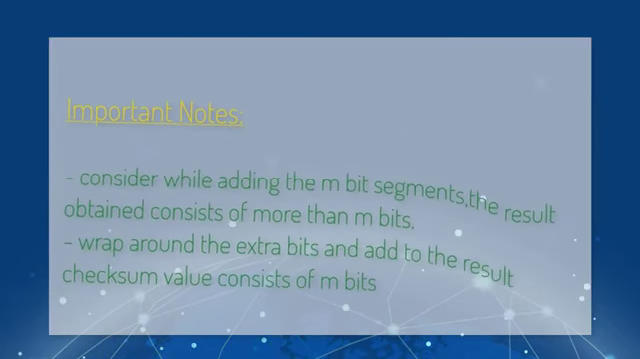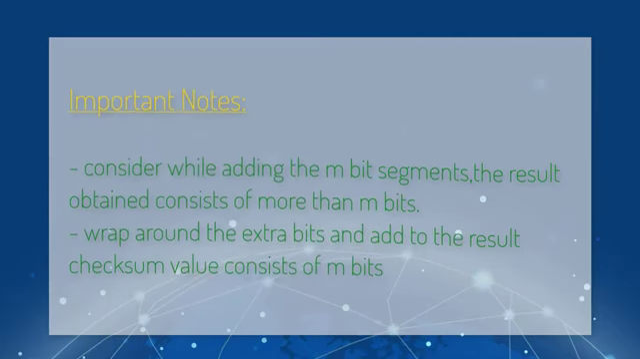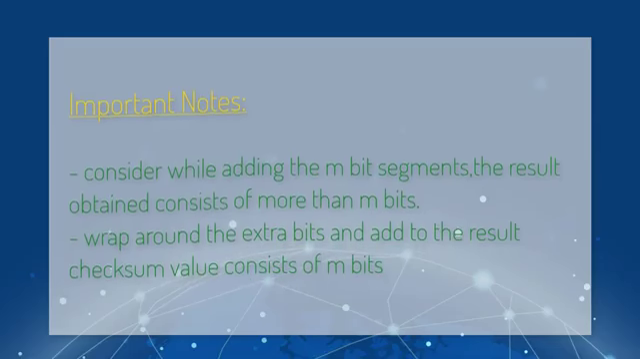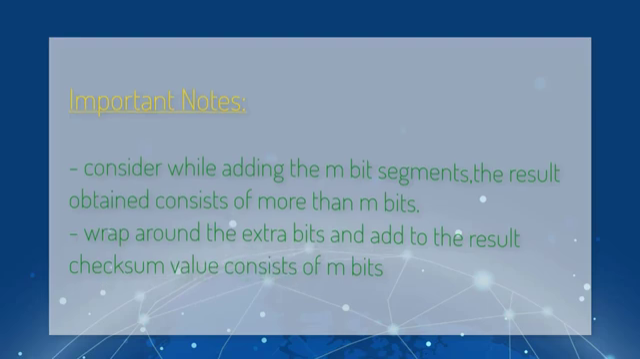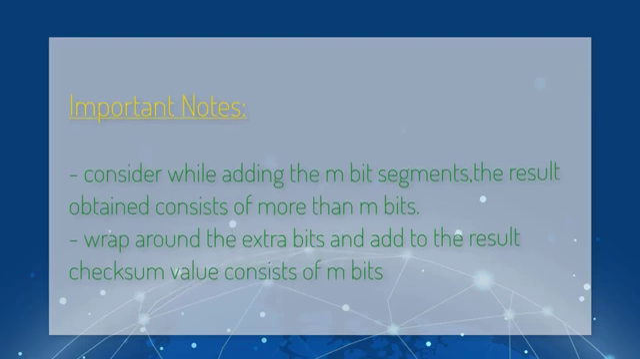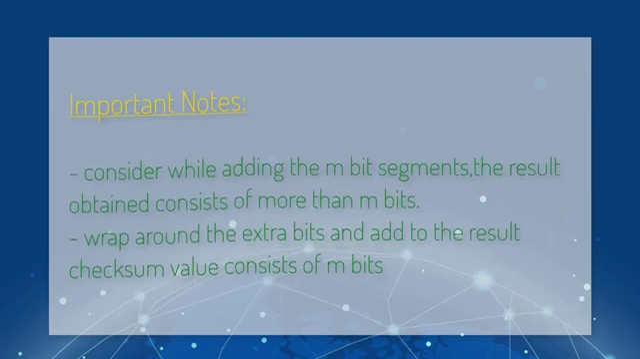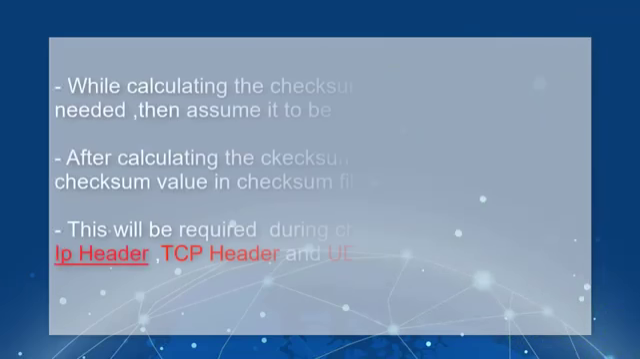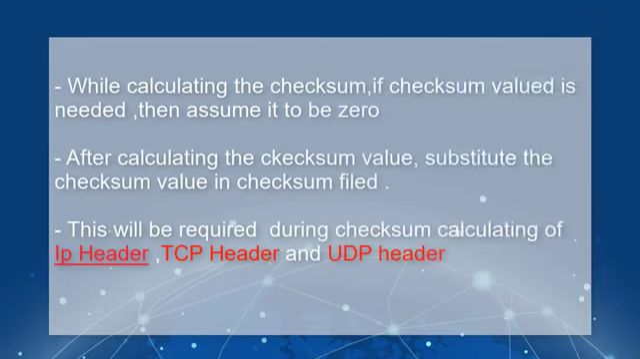Consider that while adding the m bit segments, the result obtained consists of more than m bits. It should be divided into many bits. Wrap around the extra bits and add the result. The checksum value consists of m bits. While calculating the checksum, if the checksum field value is needed, then assume it to be 0. After calculating the checksum value, substitute the checksum value in the checksum field. This will be required during checksum calculation of the IP header, TCP header, and UDP header.